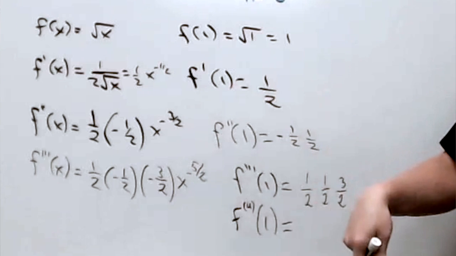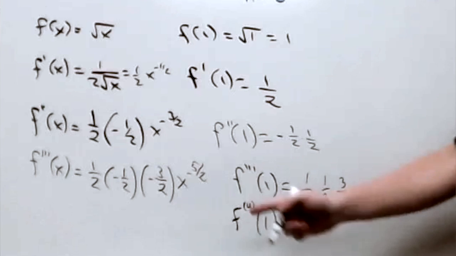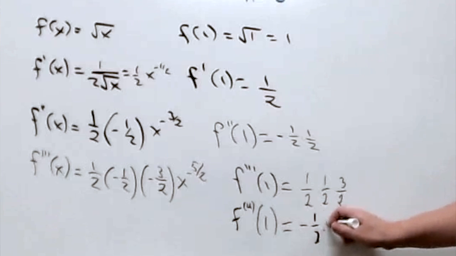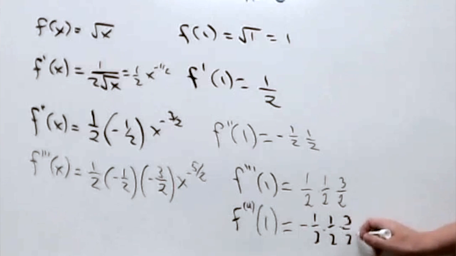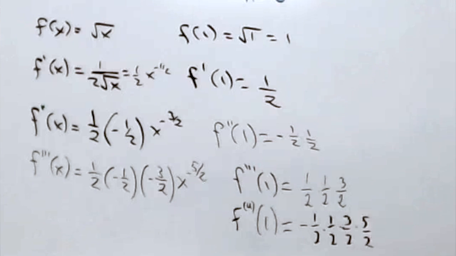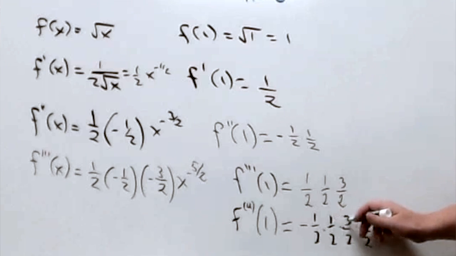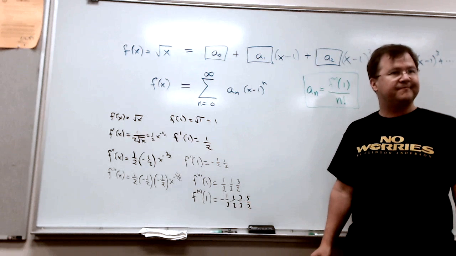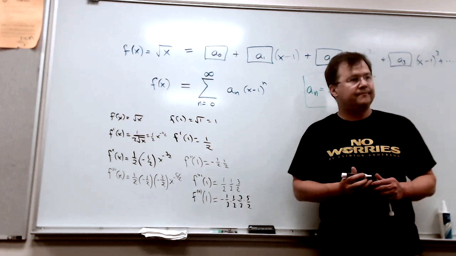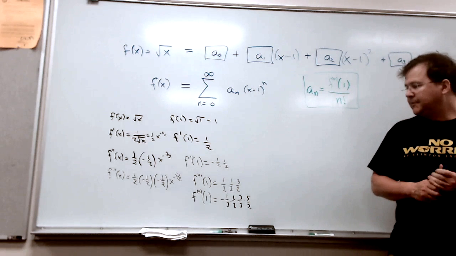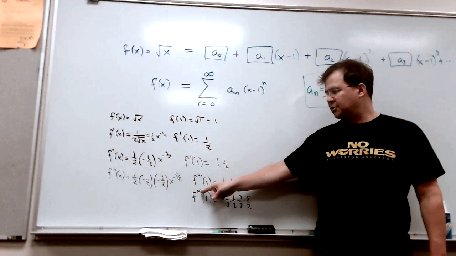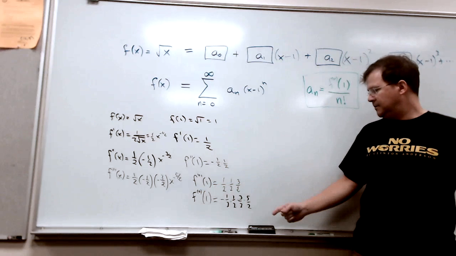The negative is going to make it alternate. But there's going to be an extra 5/2 attached to this. It's going to be a negative 1/2, 1/2, 3/2, 5/2. I think this first 1/2 is kind of an exception to the rule. But for all the rest of them, you see how we have these consecutive odd integers, and we always have 2's on the bottom. So 2n plus 1 over 2. Whatever the degree of the derivative is, it's 1 higher.